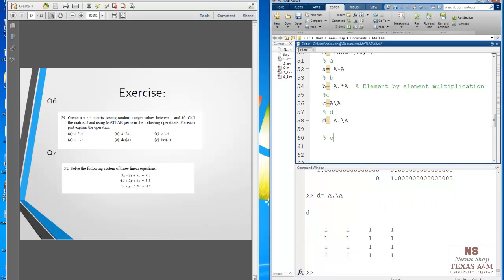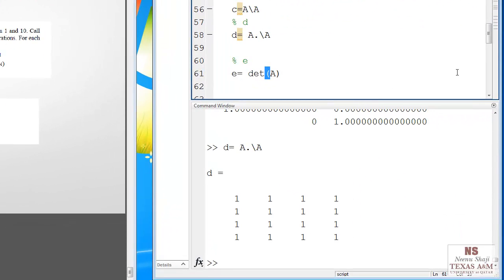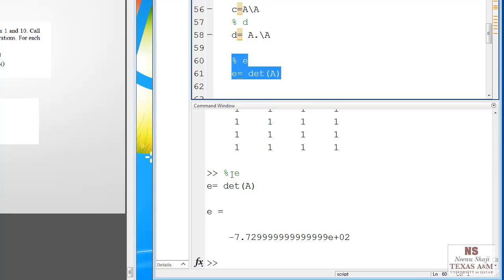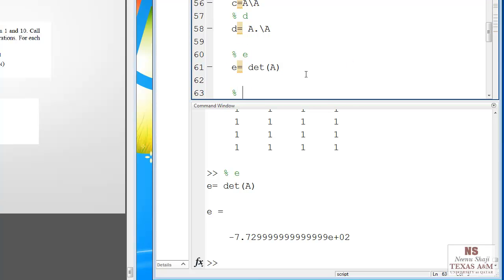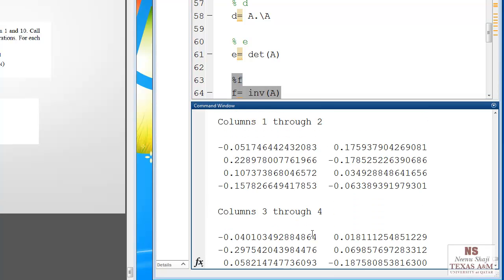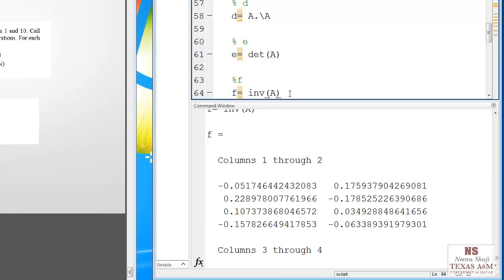E, determinant of A, which is using det command, and we know determinant exists only for square matrices. Part F, to find the inverse, so you can find it using inv function, and that's the inverse, which is a square matrix again.